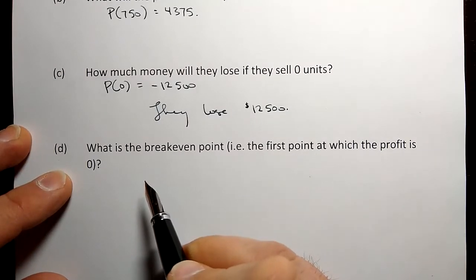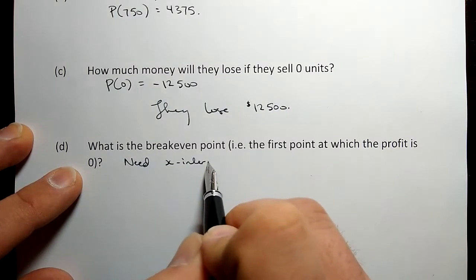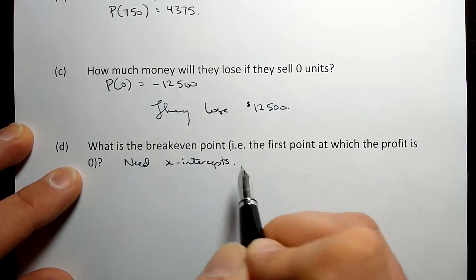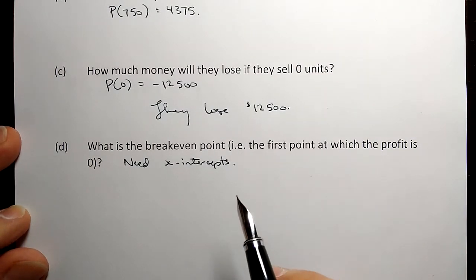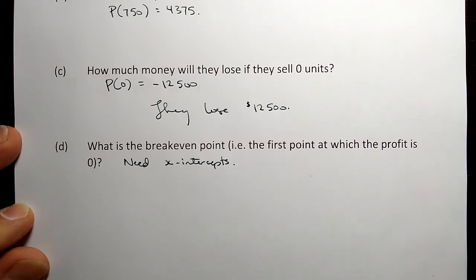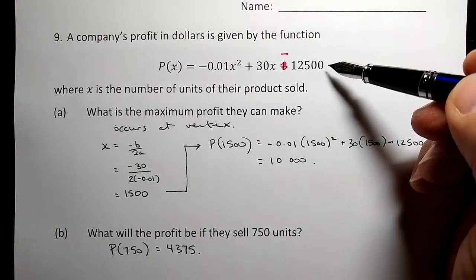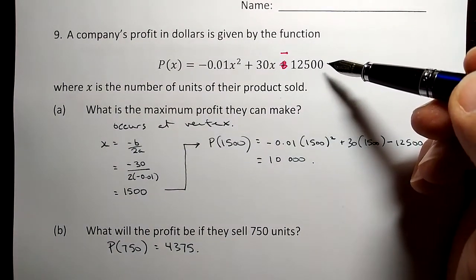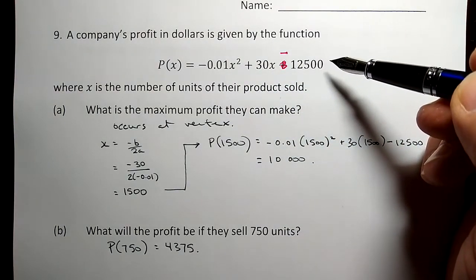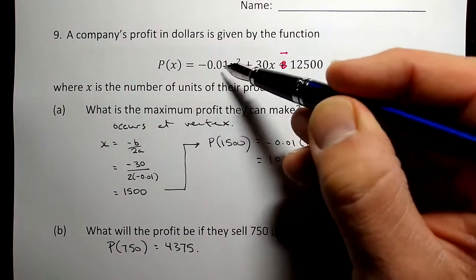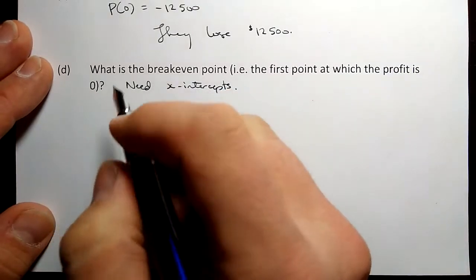Now for this last one, what is the break-even point? So here we need the x-intercepts to be able to answer this question. So to do that, we can try to factor it or use the quadratic formula, anything like that. Because this has decimals in it, you can just go straight to the quadratic formula. You can also set this equal to 0 and then multiply everything by negative 100. That'll clear out this decimal at the beginning. You'll get some pretty big numbers though. I'm going to grab the quadratic formula. It's really reliable.